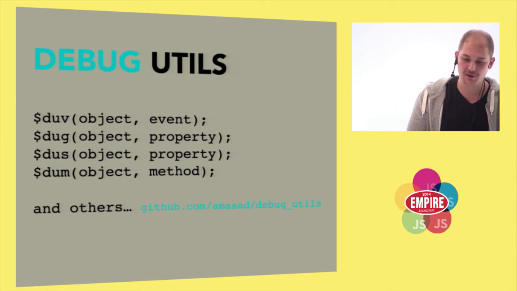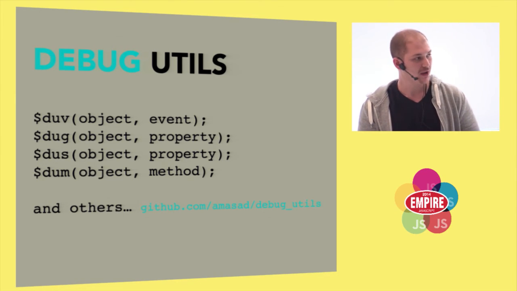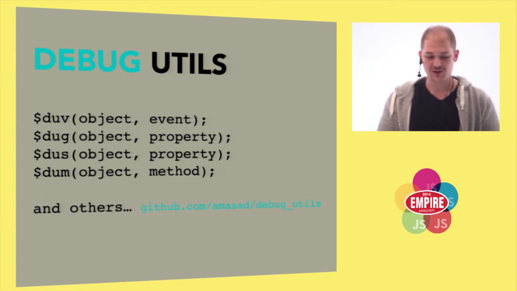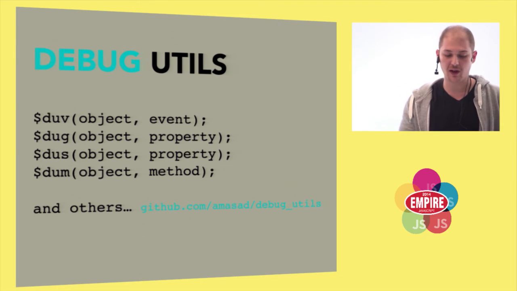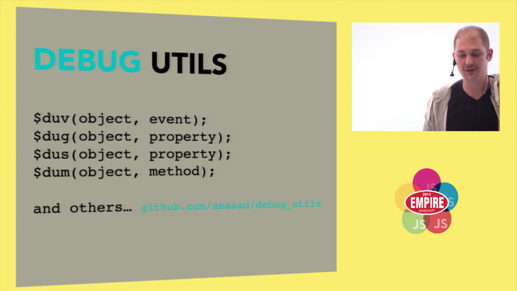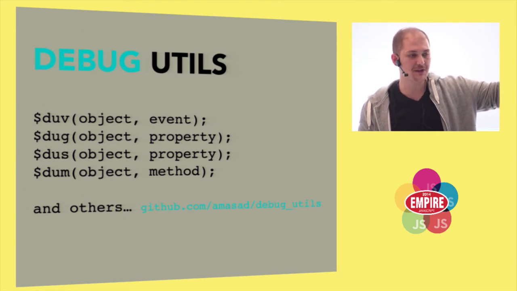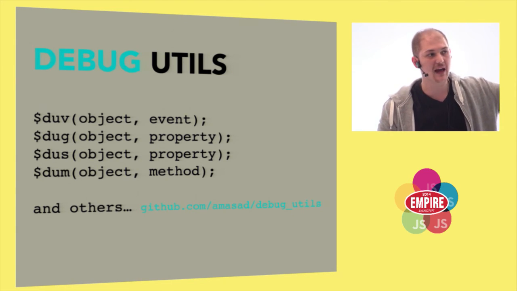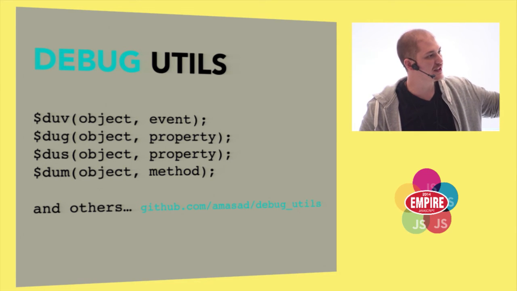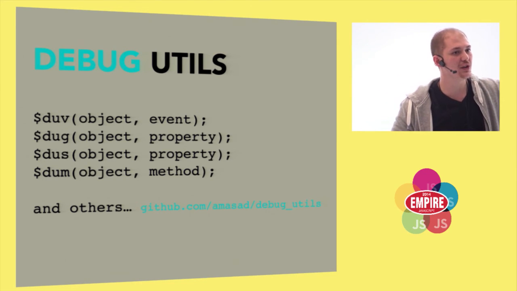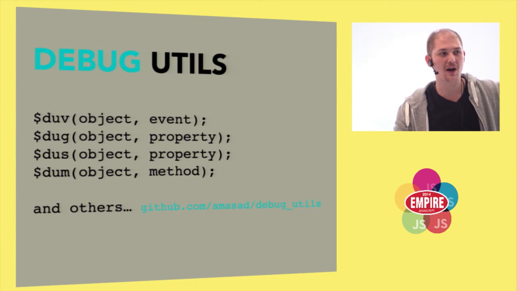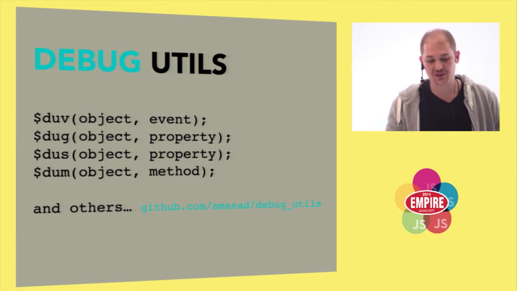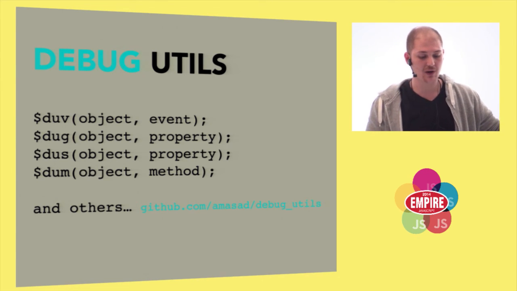Debug Utils is a tool I wrote recently, which does what I explained in terms of setting up traps. The functions start with $du, for debug utils. DUV will break the next time an event happens on an object. It will try to listen using whatever event system API you have. It will try addEventListener, it will try on, whatever is necessary to add that trap to your object.